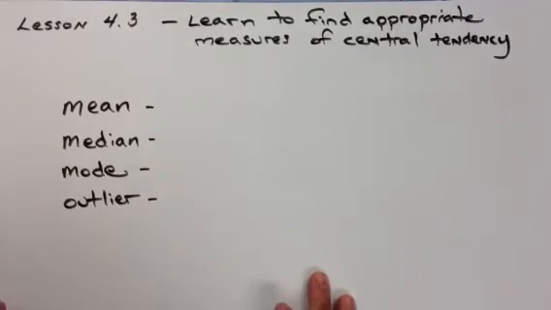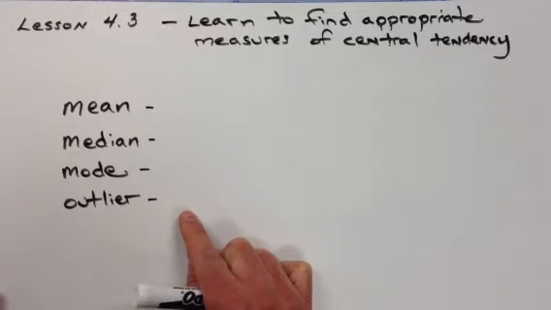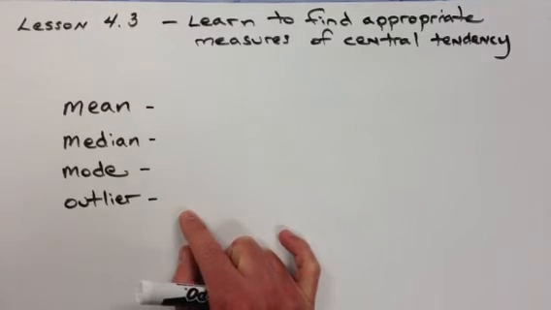Hi everyone. So this is lesson 4.3, and the objective of this lesson is to learn to find appropriate measures of central tendency. The handout that you were given starts off with these 4 vocabulary words, and what I'd like you to do is just take a minute, pause the video, and go look these up. You can probably find them on page 184 of your math book. So pause the video at this time and then come on back.